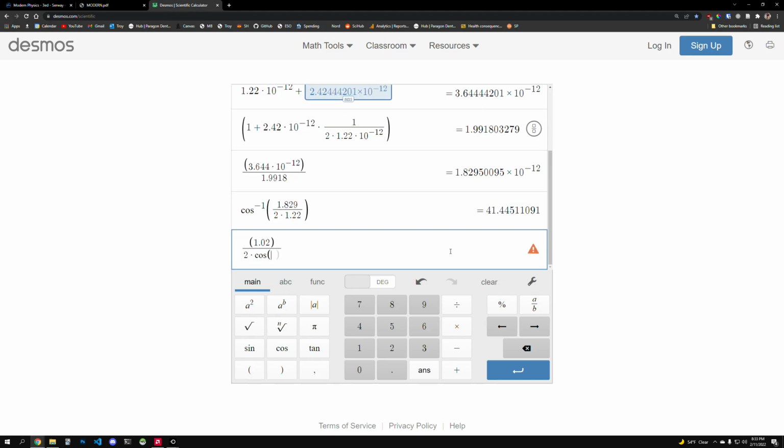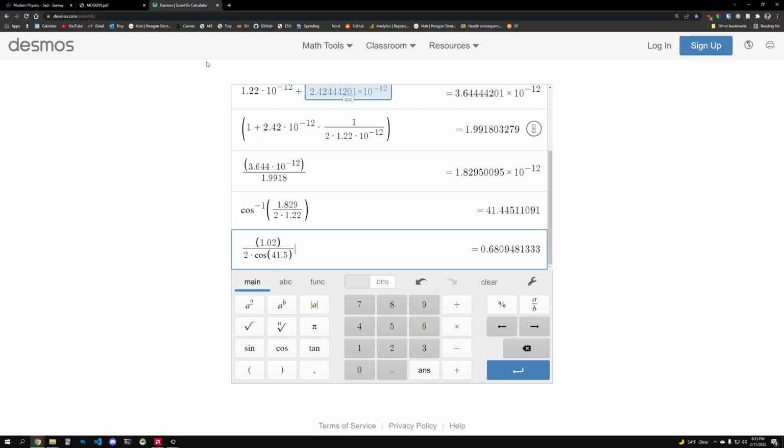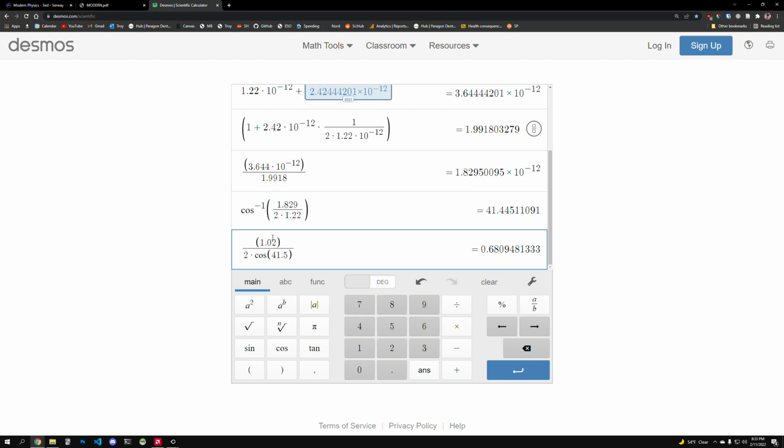So I will do 1.02 divided by 2 times cosine of 41.5, and we get an answer of E final equal to 0.681 mega electron volts. Is that in agreement with the back of the book? They got 0.679. Did we use the right angle? 41.5 goes to 1.02. I mean, I'm happy with this answer. I know that it's not the best answer, but this is the answer I got. I'm perfectly happy with it. They got 0.679. I got 0.681. It could have been a little bit better.